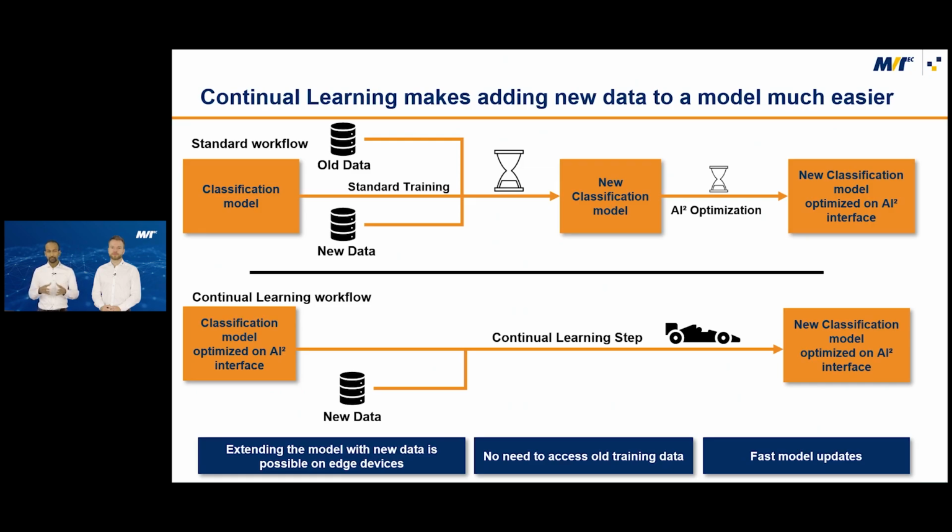But with continual learning, the workflow has been simplified, which means retraining can be performed only on the new data, and you can use the model that was previously trained and optimized for the AI² interface. Training the model with new data is actually just a single step. It's faster than training the entire model once again. The key takeaways here are that you don't need access to the old data, and the model updates faster, which means you can add new data in a very simplified step. So let's see how you can do this in HALCON.